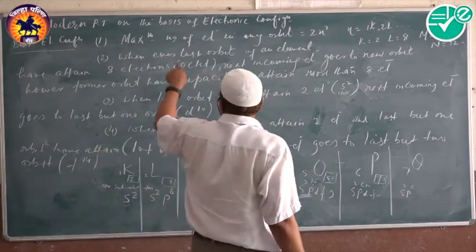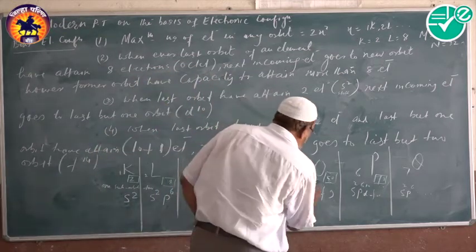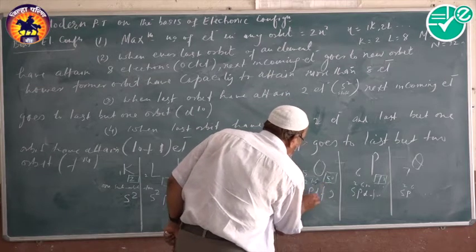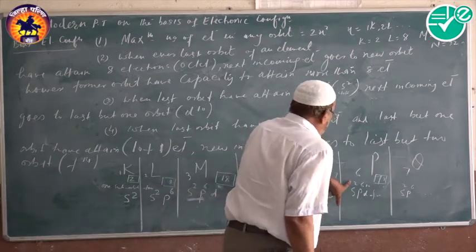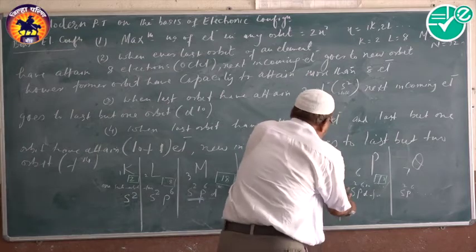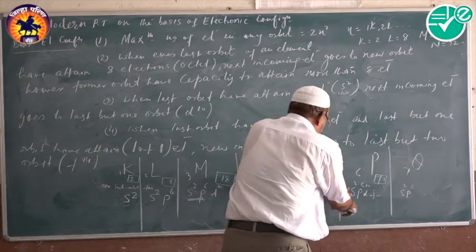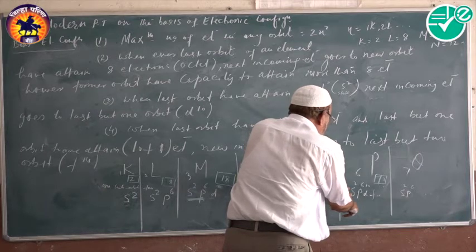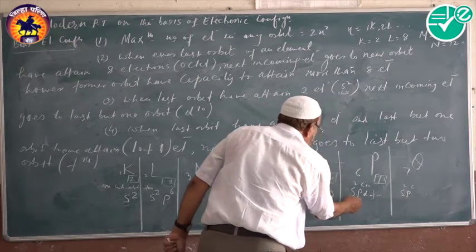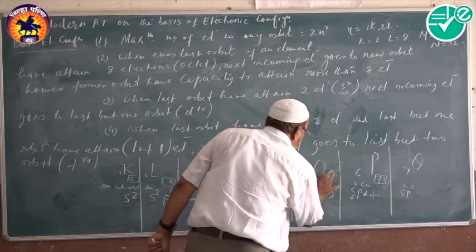Now rule number 3 again: when the last orbit has attained 8 electrons, the new electron goes to a new orbit. Means 55 and 56 will be S block. Okay, S block. And now the first electron will go to D block.